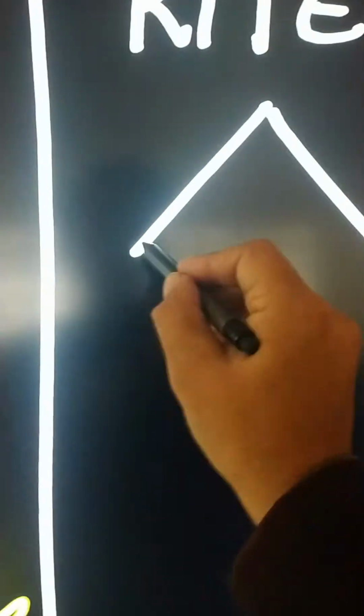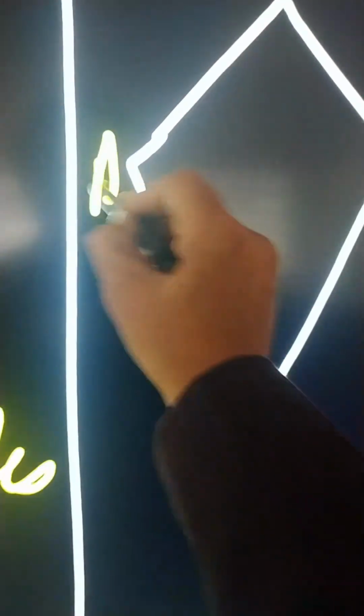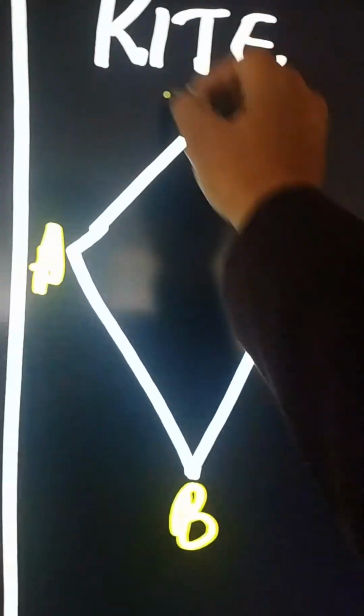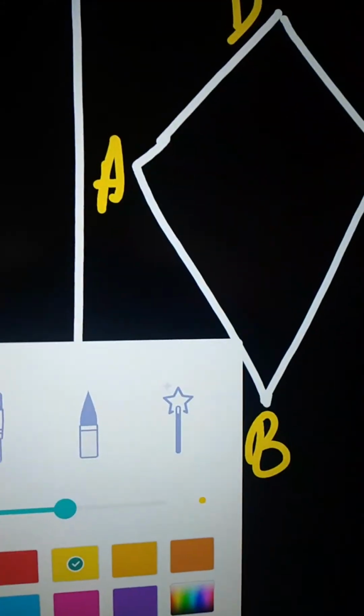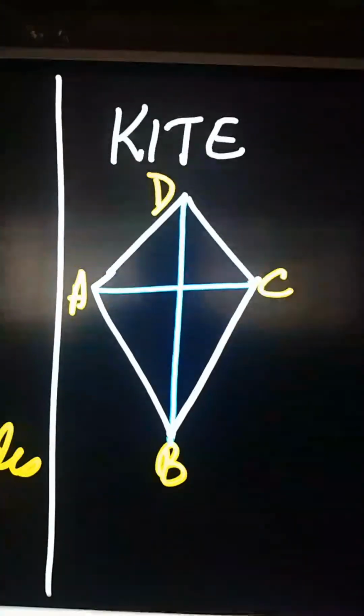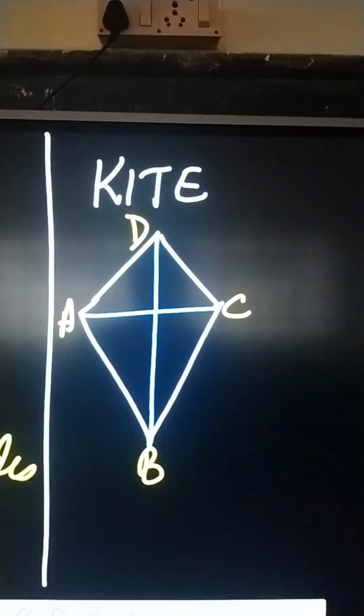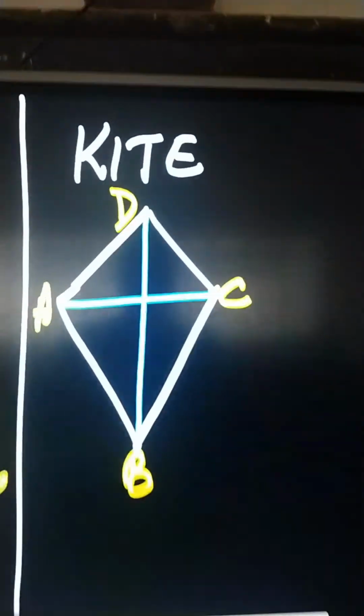And the next one is a kite. It is called a kite because it looks like a kite. If I call the names A, B, C, D, and join this, they are diagonals. So what is a kite? It is a four-sided figure and nothing is parallel. So a kite is also a quadrilateral.